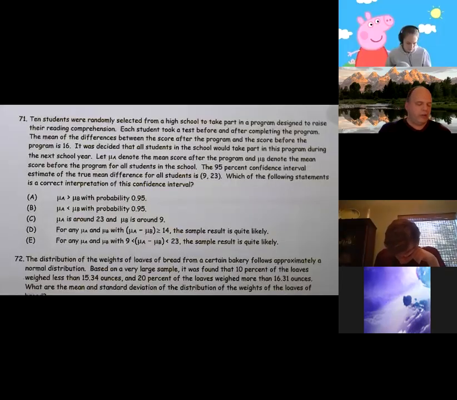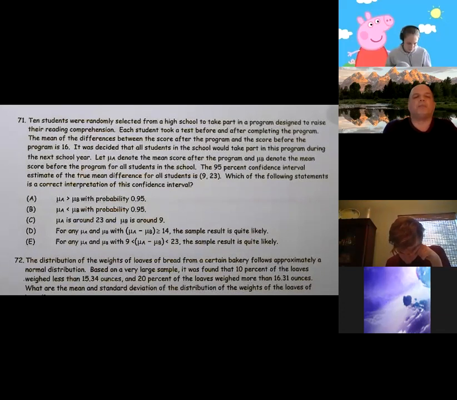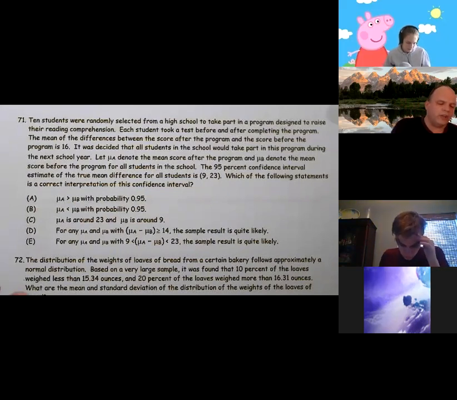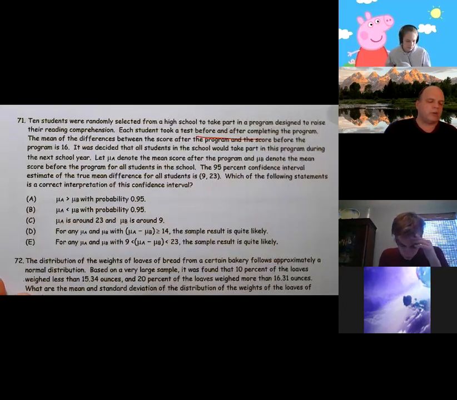Okay, so this is going to be problems 71 through 76 of the death packet, beginning with problem 71. 10 students were randomly selected from a high school to take part in a program designed to raise their reading comprehension. Each student took a test before and after, that might be important, they were tested twice, completing the program.